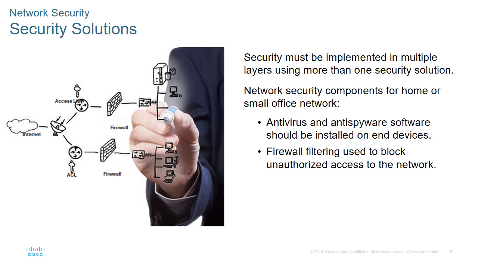Now we need to protect our network. How to protect the end device? By using antivirus and anti-spyware. How to protect the network? For that we have to use a firewall. We have to use firewall filtering. Firewall filtering is used to block unauthorized access to the network. So if you want to protect your network from unauthorized users who are accessing the network from outside the organization, you have to use firewall filtering.